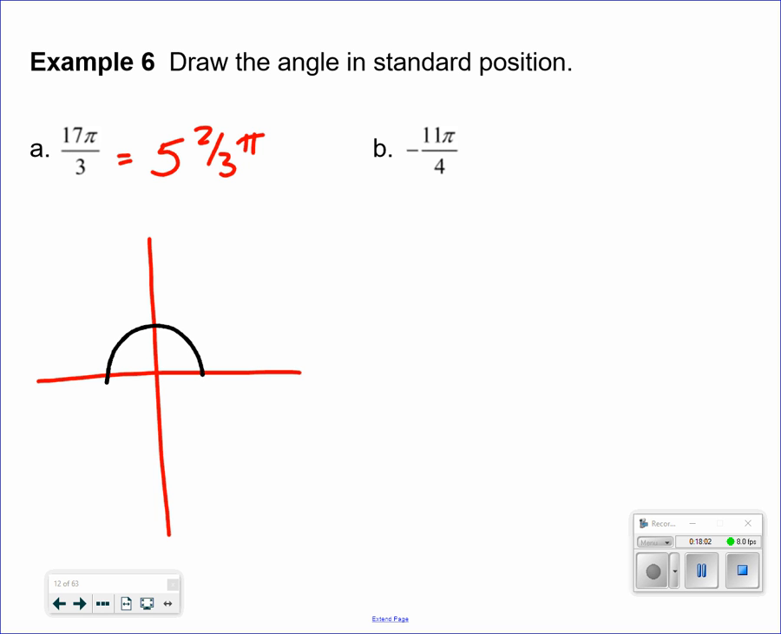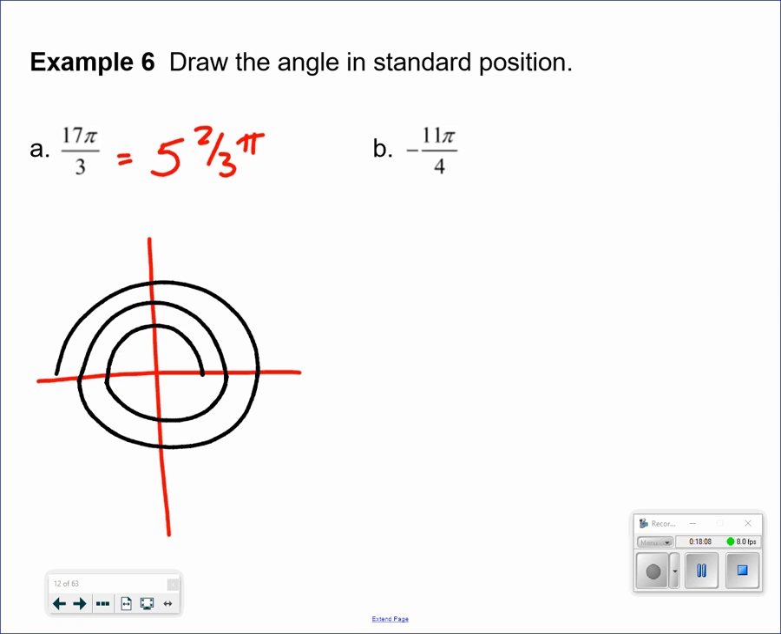1 pi, 2 pi, 3 pi, 4 pi, 5, and now all we need is 2/3. So 1/3, 2/3, it's in the 4th quadrant. Okay, because we're dividing up the pi into 1, 2. So we're dividing up that half of the pi into 2/3.